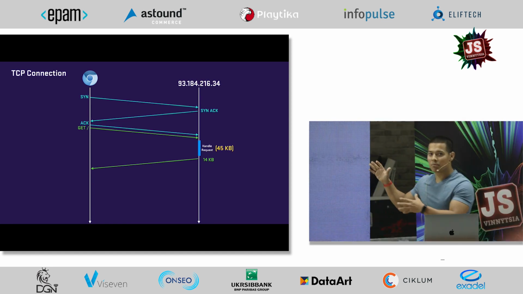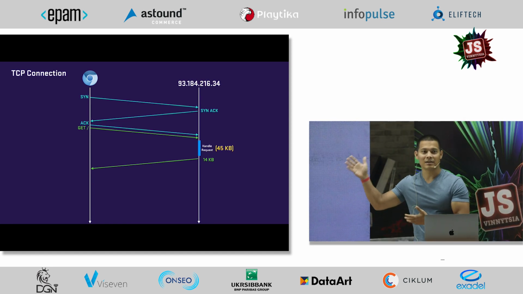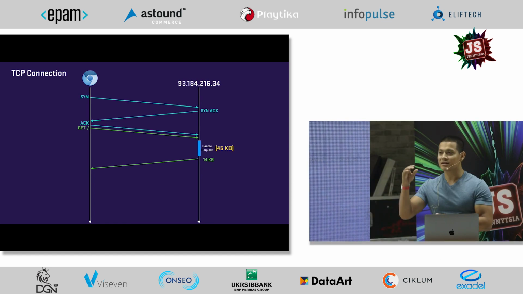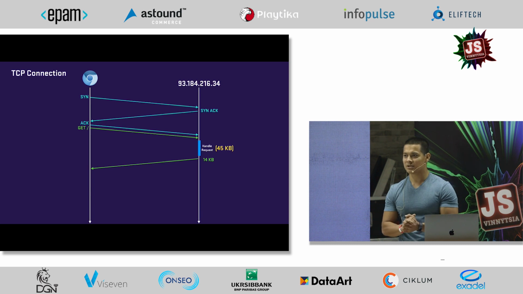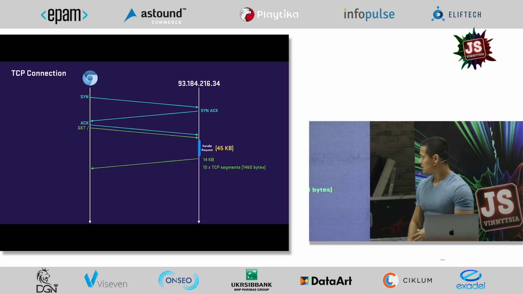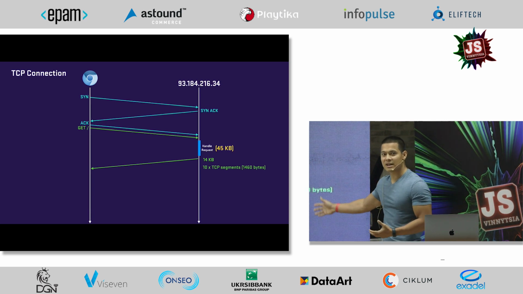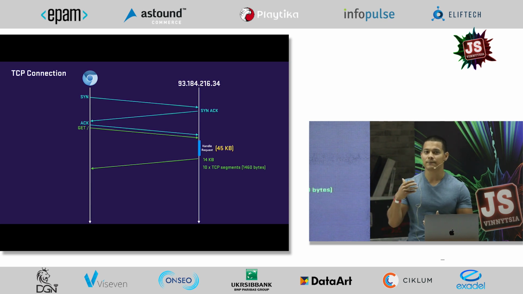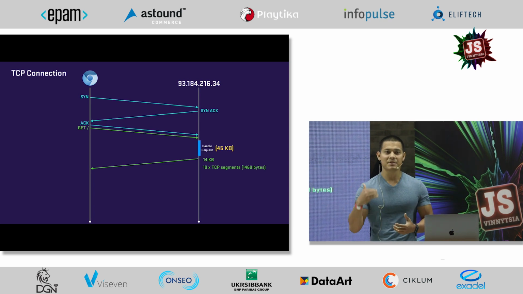TCP does not know how big a bandwidth there is between the server and the client. So to figure that out, it starts small by sending a small amount of packets. And that size is 14 kilobytes. Why 14? Because every TCP segment has a payload size of 1460 bytes, and TCP always starts with 10 TCP segments, which amounts to 14 kilobytes.